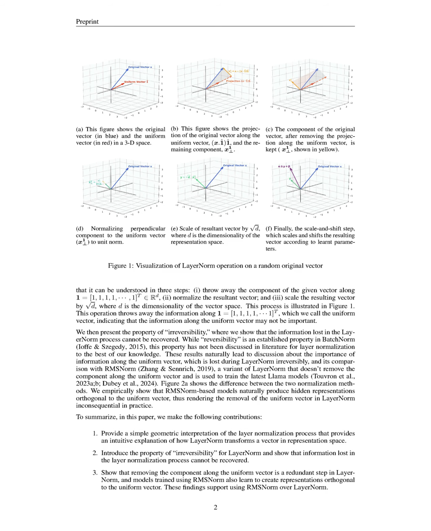It critiques the conventional view that merely standardizes each vector by subtracting the mean and dividing by the standard deviation, arguing that this process irreversibly discards information along the uniform vector, which may not be insignificant as previously assumed. The authors introduce a novel geometric interpretation of LayerNorm, demonstrating that it effectively removes the projection of a vector along the uniform vector, leading to a standardized vector that is orthogonal to it.